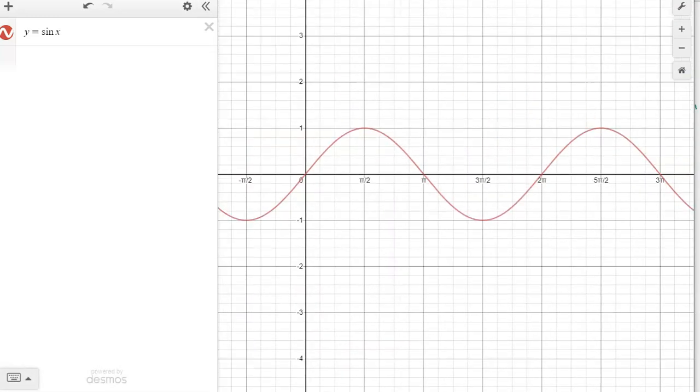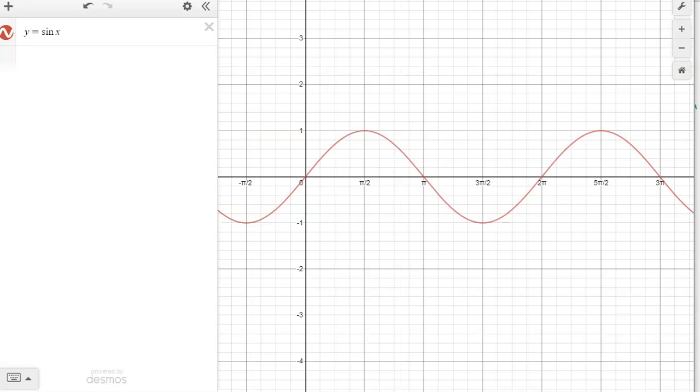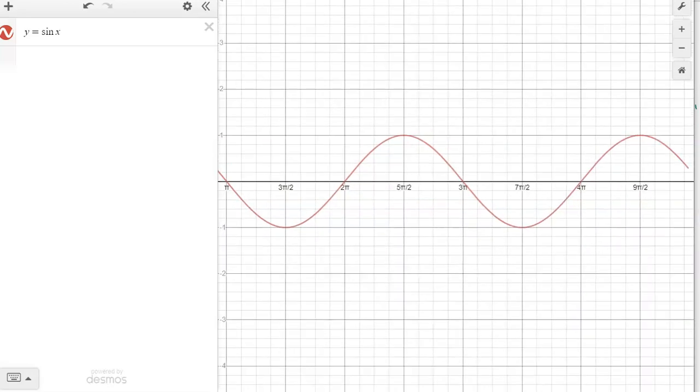I could zoom in, and I can actually see at pi over 2, it reaches that max at 1. At 3 pi over 2 it reaches that min at -1. And then you see that cycle. We call that one period. One trip around the unit circle starts at 0, goes up to the max, down to the min, back to 0 at 2 pi. And then again, it does it again.